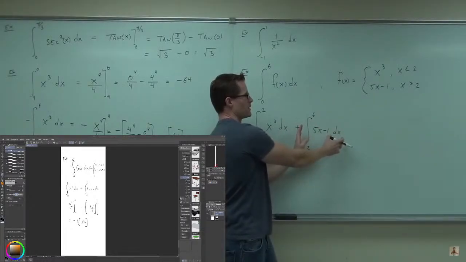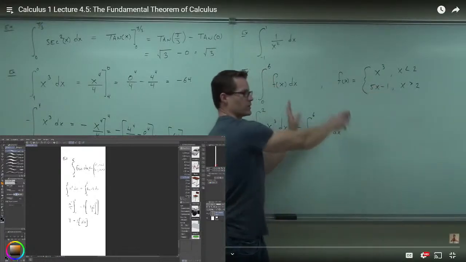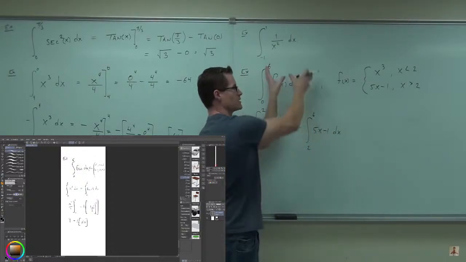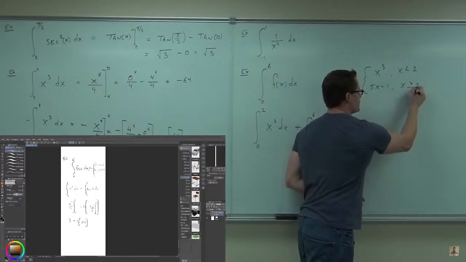Plus this area, even like that, will equal that area because the area under a point is 0, but you can't do this unless you have this.